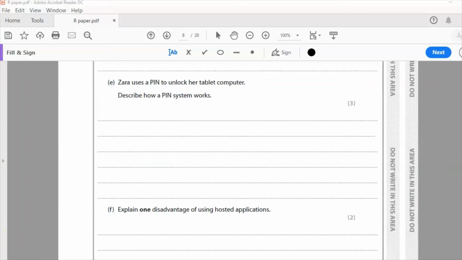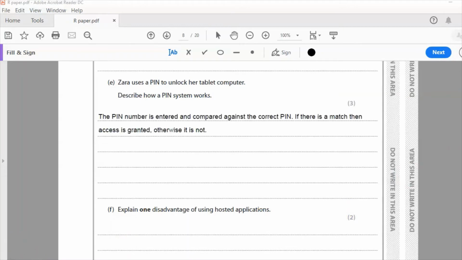E. Zara uses a PIN to unlock her tablet computer. Describe how a PIN system works. PIN is personal identity number, and you need to be able to describe how it works. So the PIN number is entered. It is compared against the stored PIN, the set PIN, and if a match is made, if it's the correct PIN, then access is granted, otherwise it isn't.